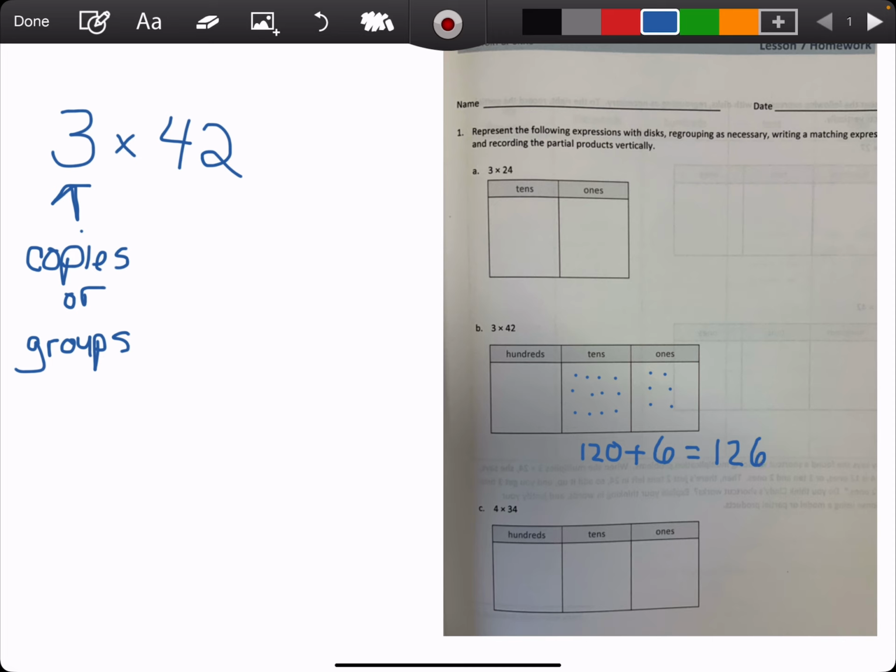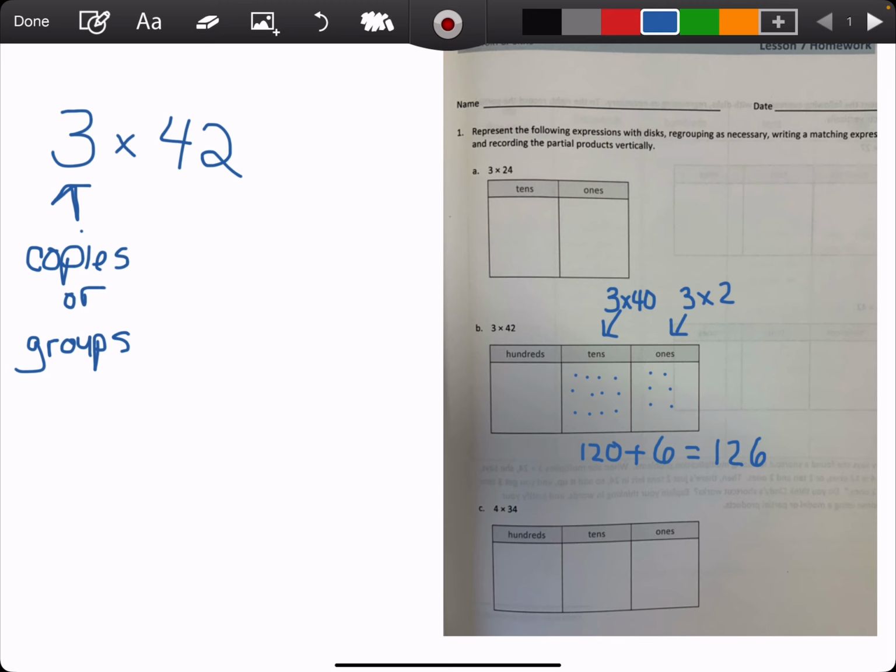And just as a model here, this was my 3 times 40, and this was my 3 times 2. That's also known as partial products. I didn't want to throw partial products into this with standard algorithm, but that is really what you're doing. By showing the model, you're doing partial products built into that.